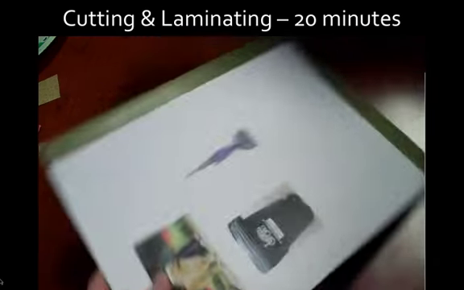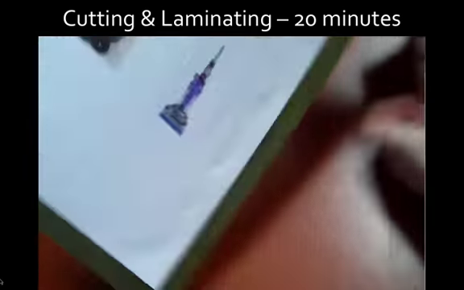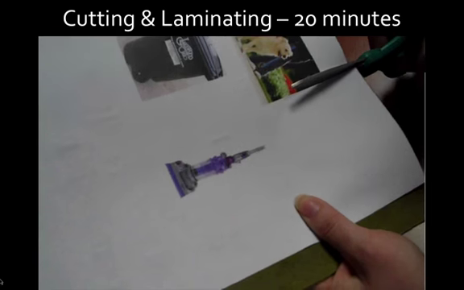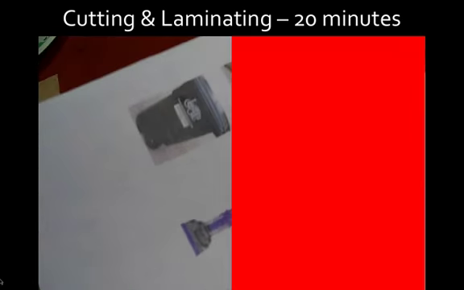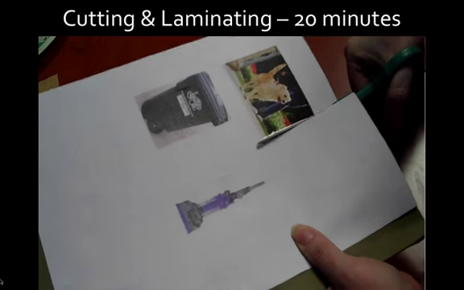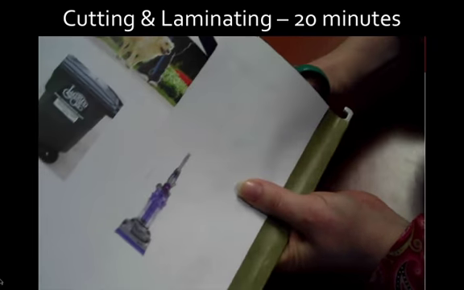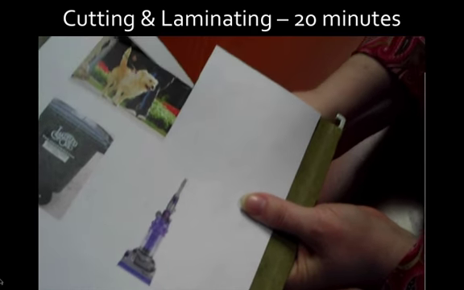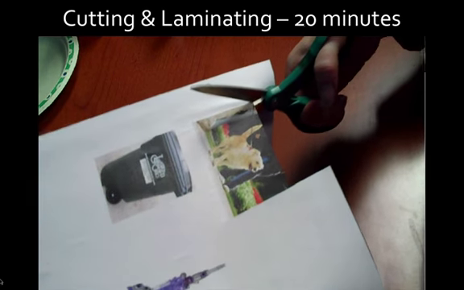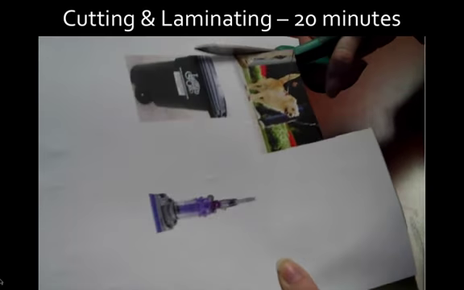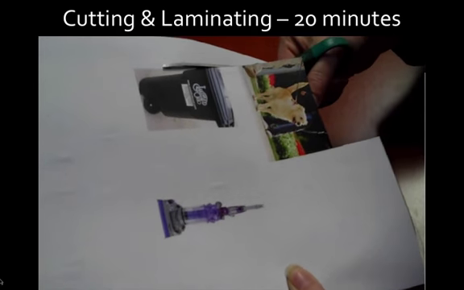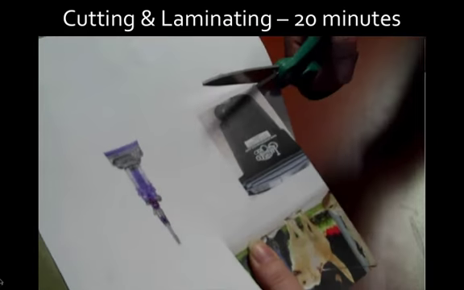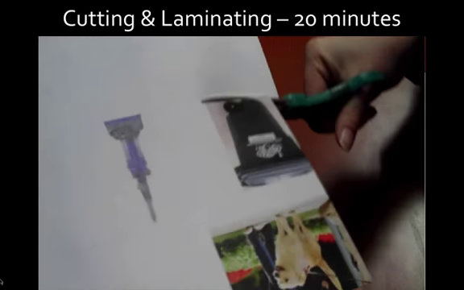And then all I have to do is cut my images. I'm just going to cut through both the folder and the image at one time. And then whenever I get it all cut out, then I can take and run it through the laminator, and my picture will actually be sealed to the folder, and it will be really thick, like probably even thicker than cardstock would be.